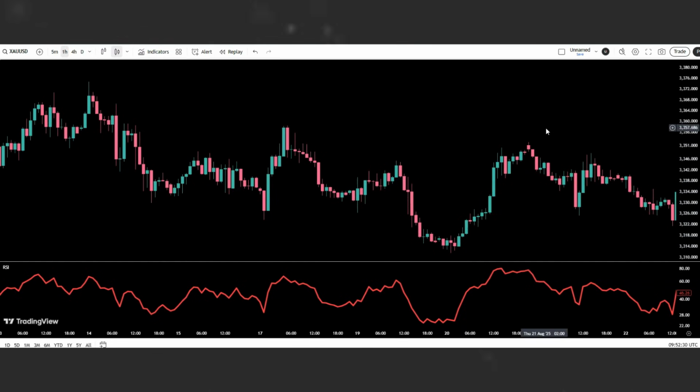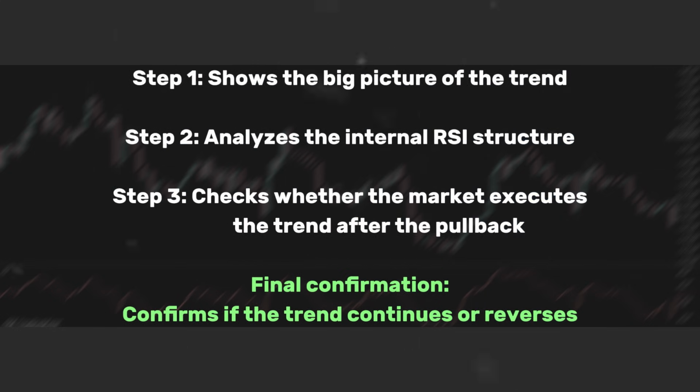Think of this step as watching the market in action. Step 1 told you the big picture. Step 2 looked at internal structure, and Step 3 checks if the market actually executes the trend after the pullback. This gives you the final confirmation before deciding if the trend continues or reverses.